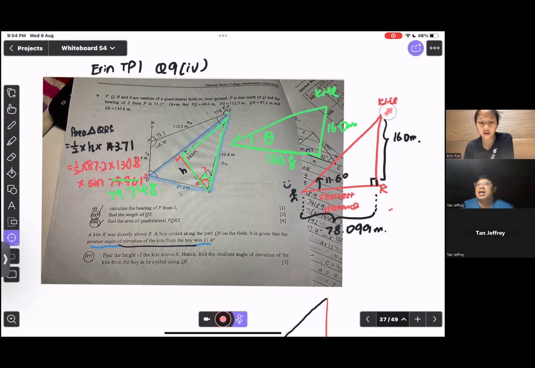Let's call it KR, okay? K for kite, to find KR. Okay.